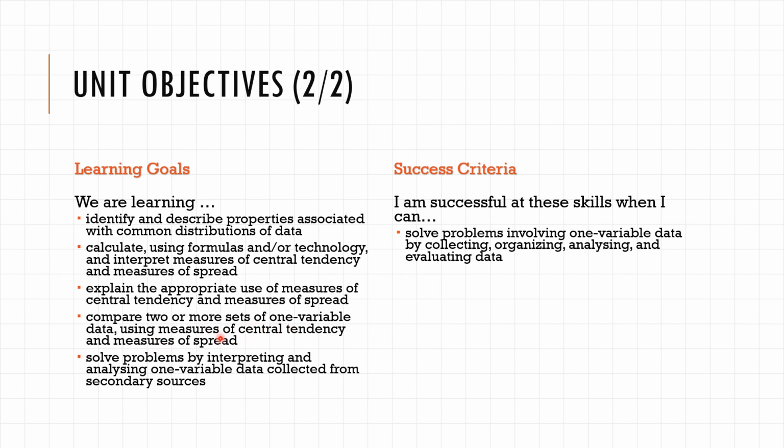Finally, and this is sort of a big picture thing, right? We will solve problems by interpreting, analyzing one variable data that's collected from secondary sources. So all of this stuff together means that you're successful at these skills when you can solve all sorts of problems involving one variable data by collecting that data, organizing it, analyzing it, and finally evaluating it.